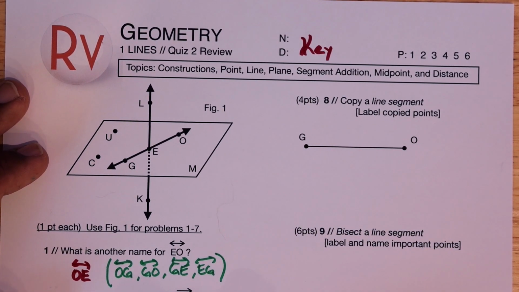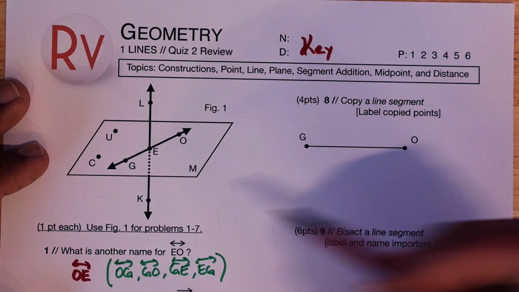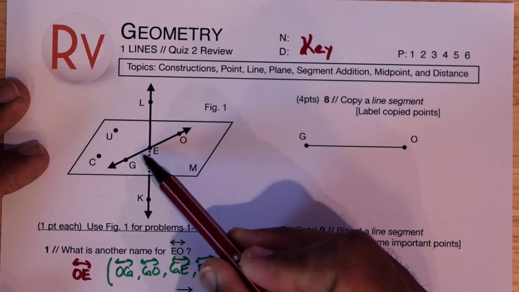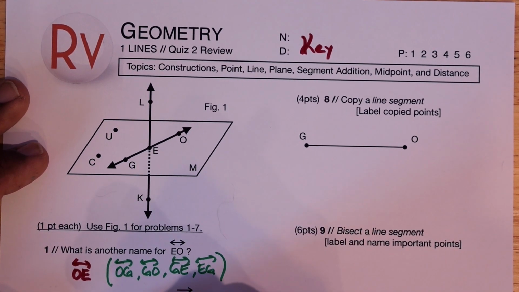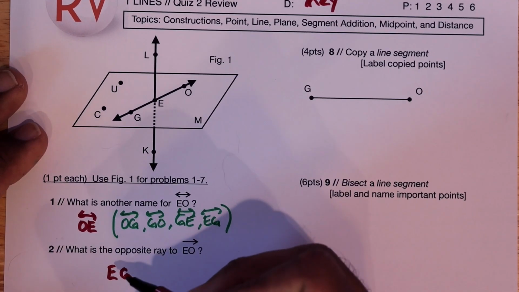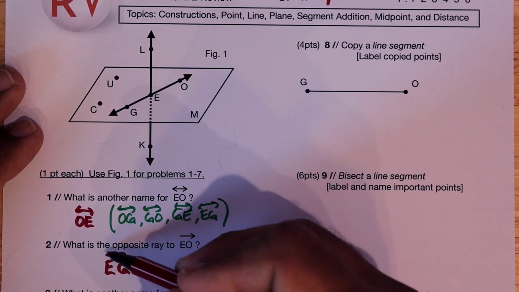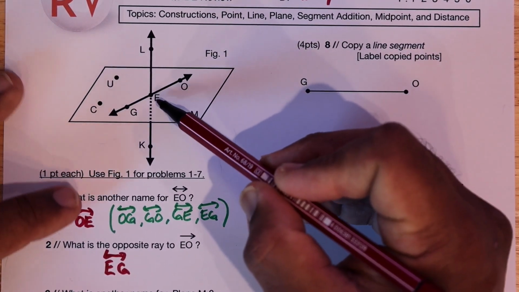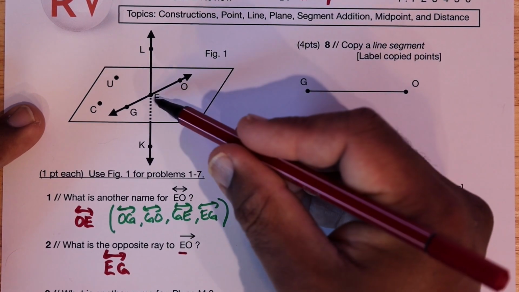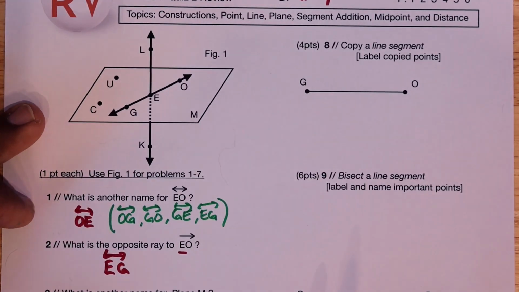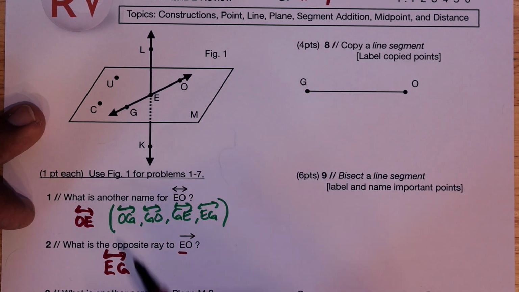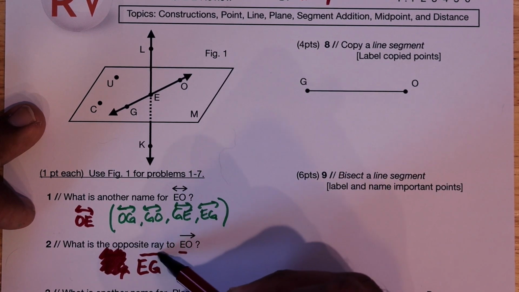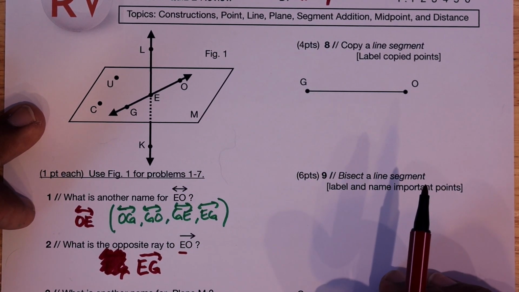Number 2, what is the opposite ray of EO? If this is EO, headed this way, then the opposite is EG, going the opposite. So if you notice, EO starts with an E, goes that direction. Your answer should start with that same E, that first letter, and go in the opposite direction. So EG, not GE. And if you notice, I wrote that as a line. That should be a ray. There we go. That's better.